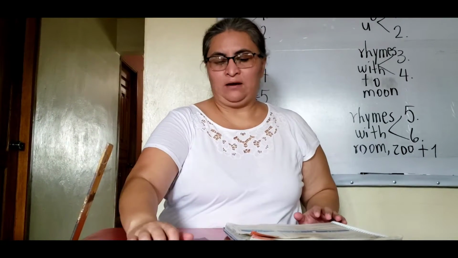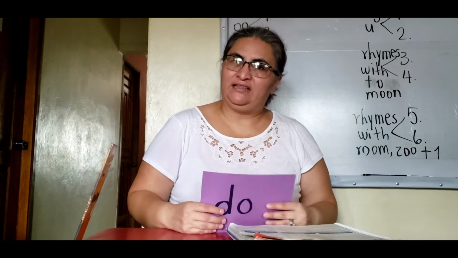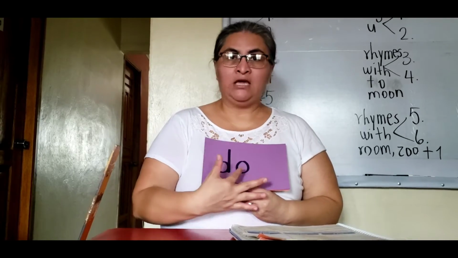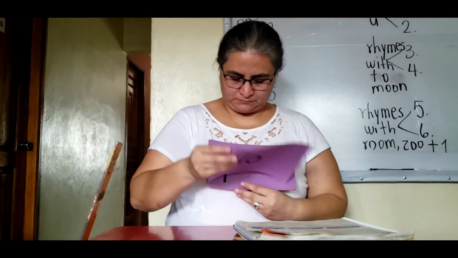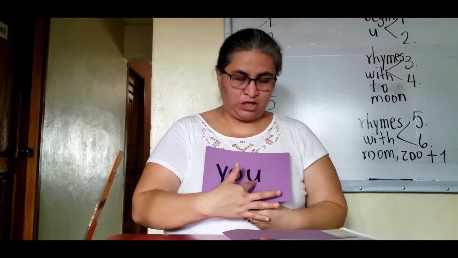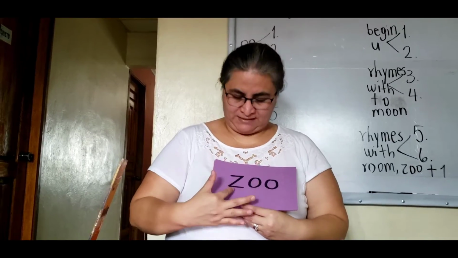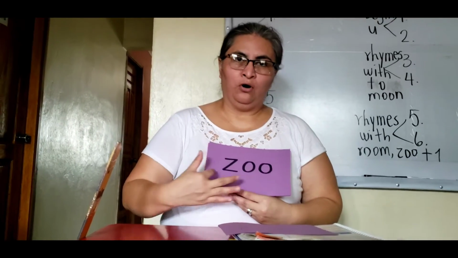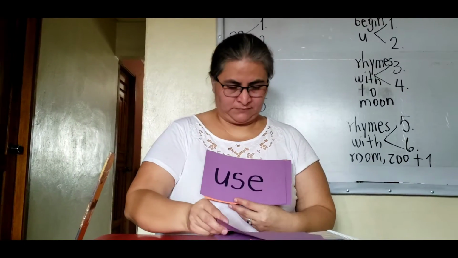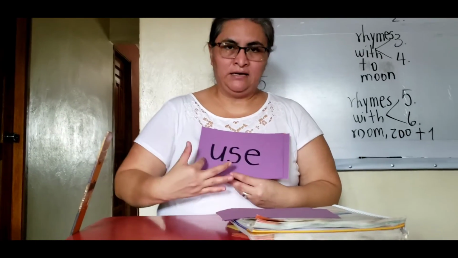Now I will read the words. We are going to read and spell the words that you will learn in this unit. And we have do, D-O, do. You, Y-O-U, you. Zoo, Z-O-O, zoo. Use, U-S-E, use.